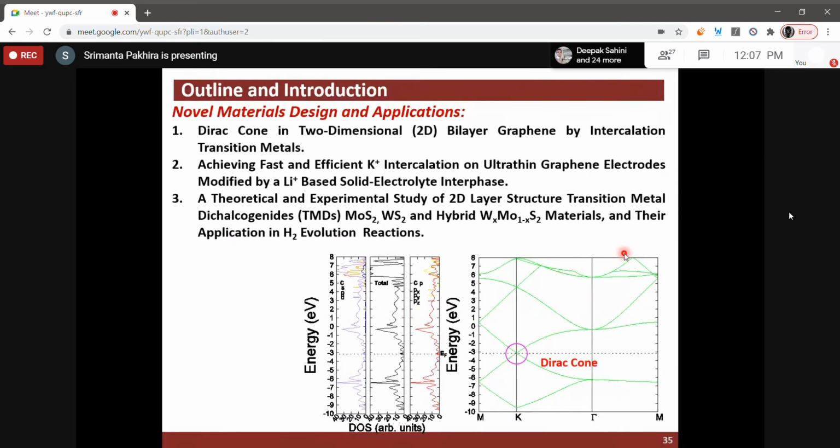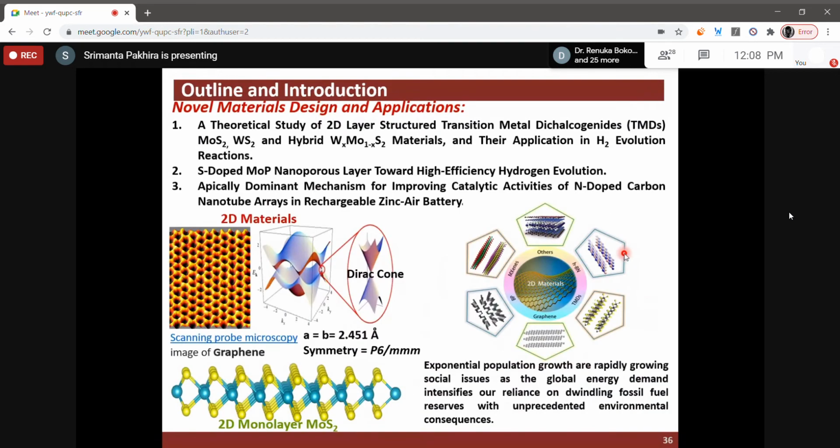Today we will discuss why the Dirac cone appears. Mostly, the symmetry and structure are very important, as well as the orbital electrons, to have the Dirac cone. We will have the conclusion soon.